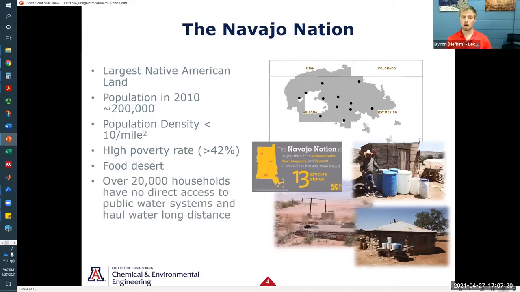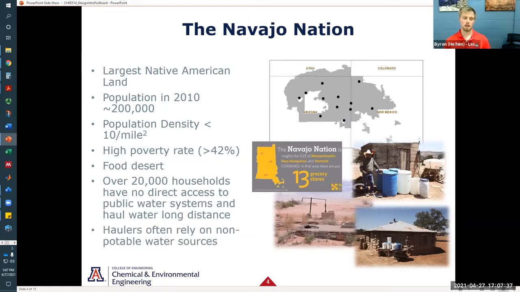There are over 20,000 households that have no direct access to public water systems, and they have to haul water long distance in order to have that water to sustain life. You'll see that in just a slide, just how vast this is across the Navajo Nation.